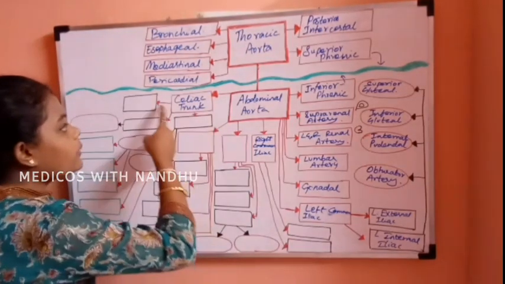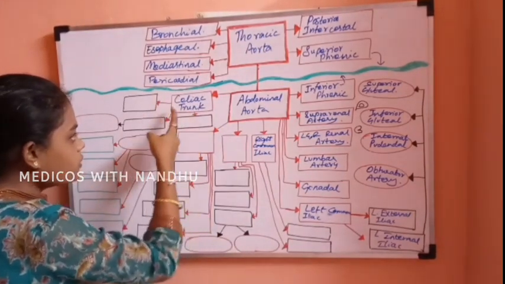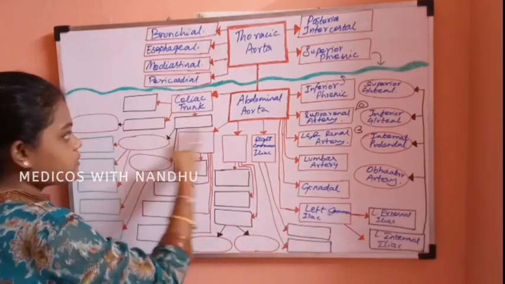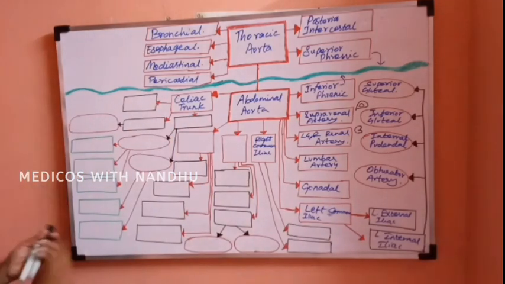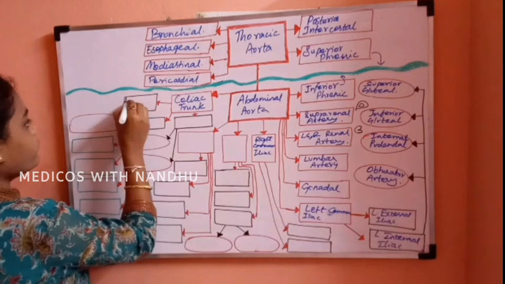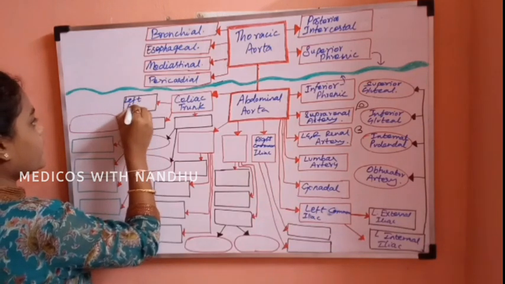And the celiac trunk, I have divided into three. It branches into three arteries. Okay, the first artery will be the left gastric artery.